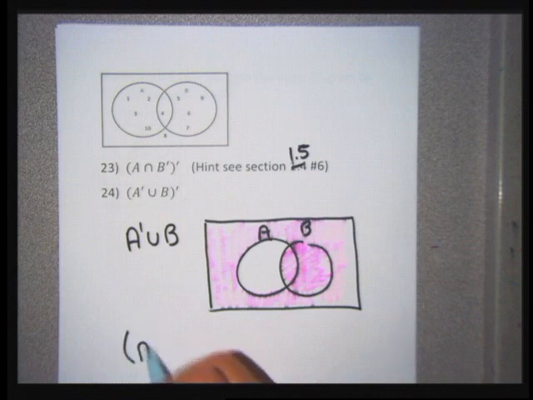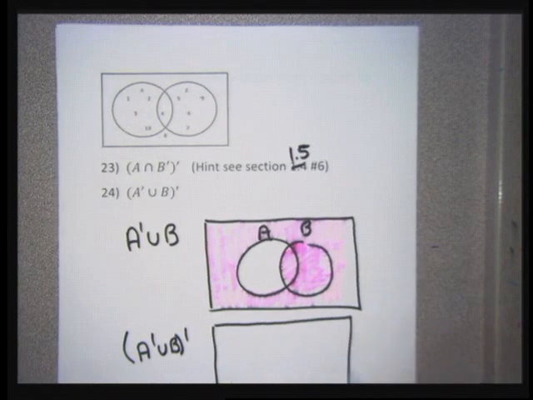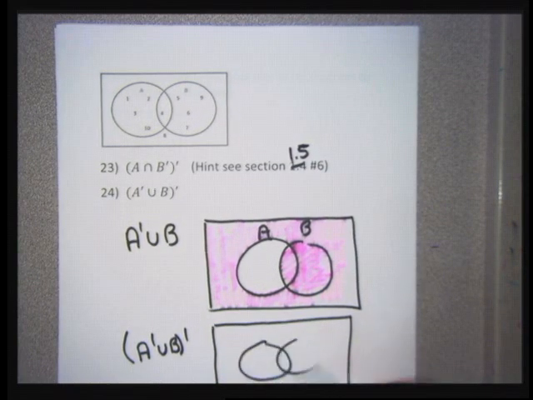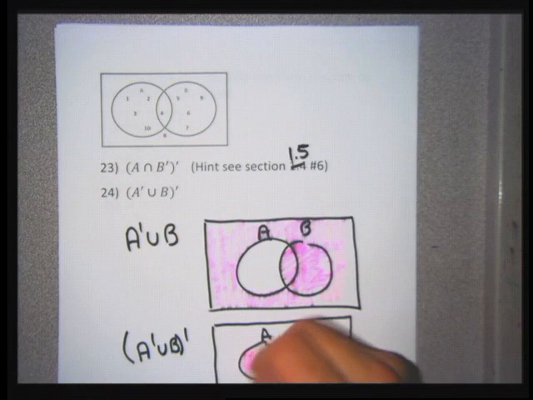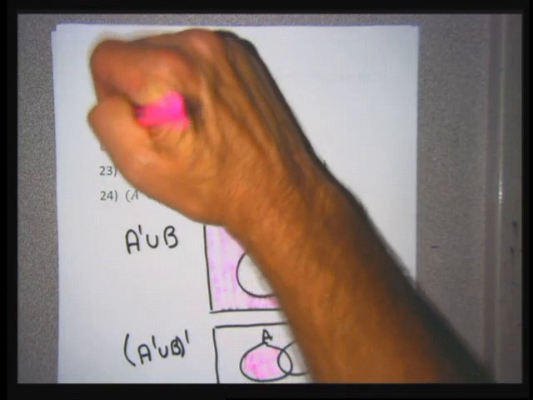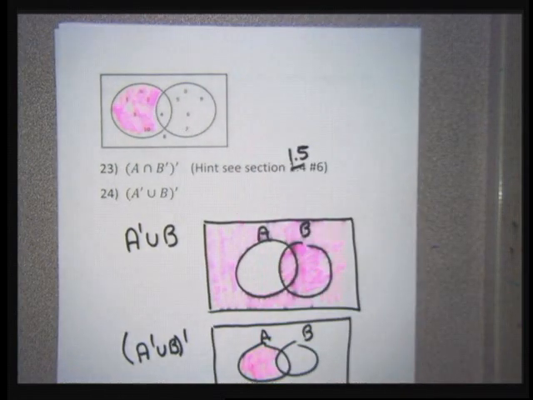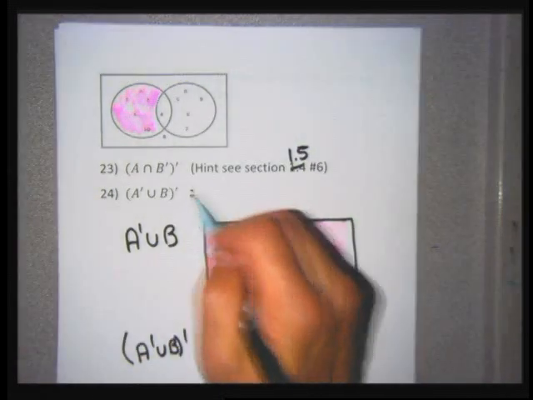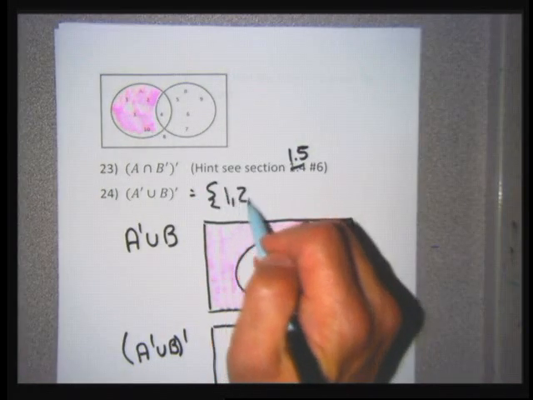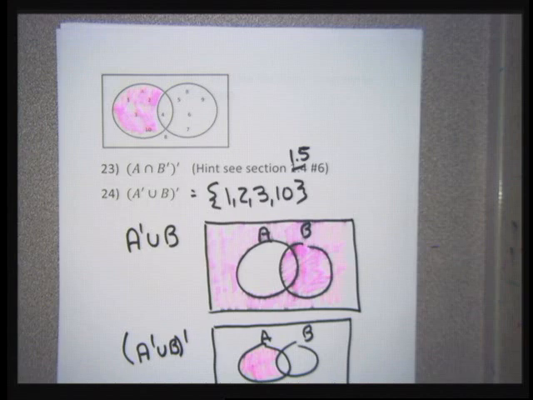And now I can make the graph of A prime union B prime. Anything that's shaded becomes white. Anything that's white becomes shaded. So the graph of A prime union B prime is going to be that region. I'm going to apply that to my graph. And my answers are going to be any of the numbers that are in that shaded region. So for number 24, my answer is going to have the numbers 1, 2, 3, and 10. All right.